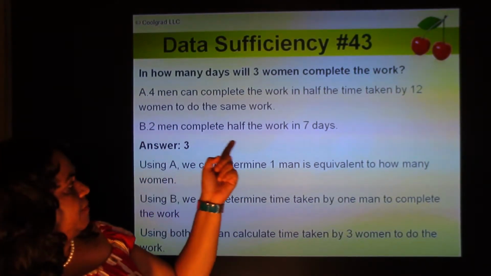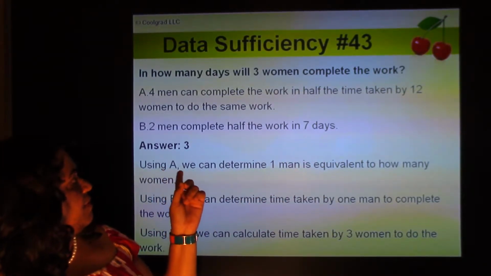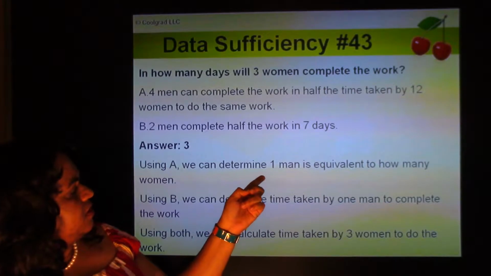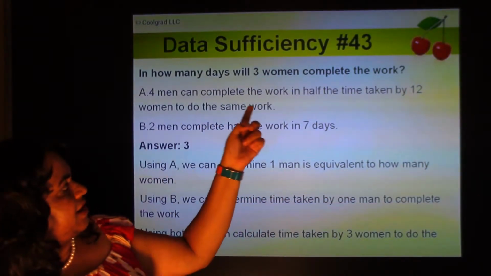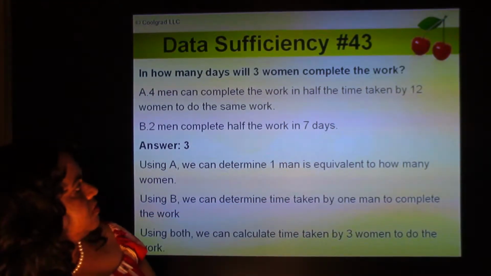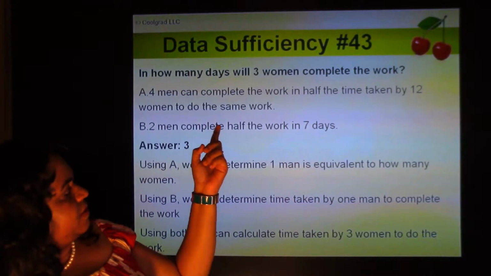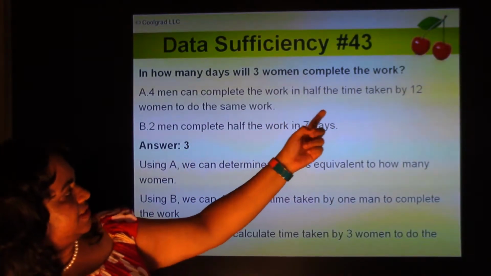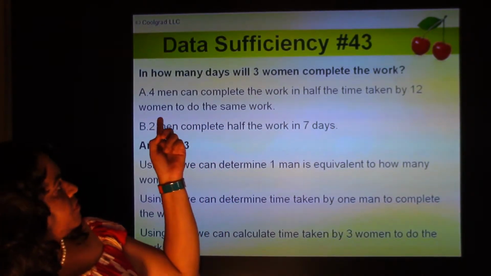Statement B. 2 men complete half the work in 7 days. So using statement A alone, we can determine 1 man is equivalent to how many women? 4 men can complete the work in half the time taken by 12 women. So clearly, 2 men can complete the same work in the same time taken by 12 women, right?